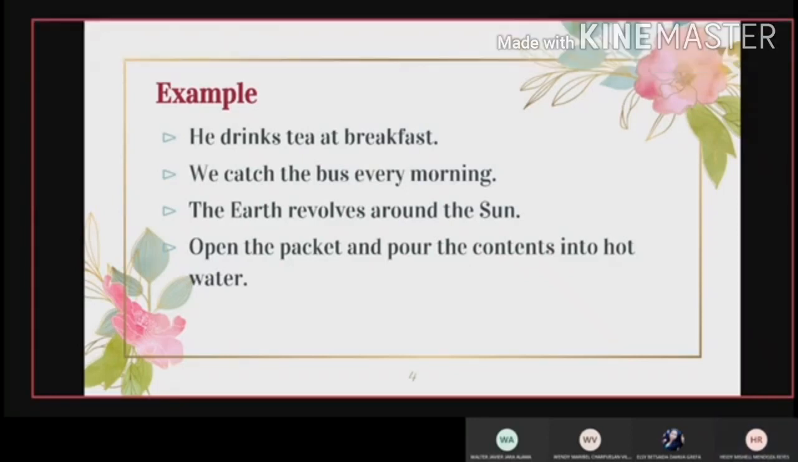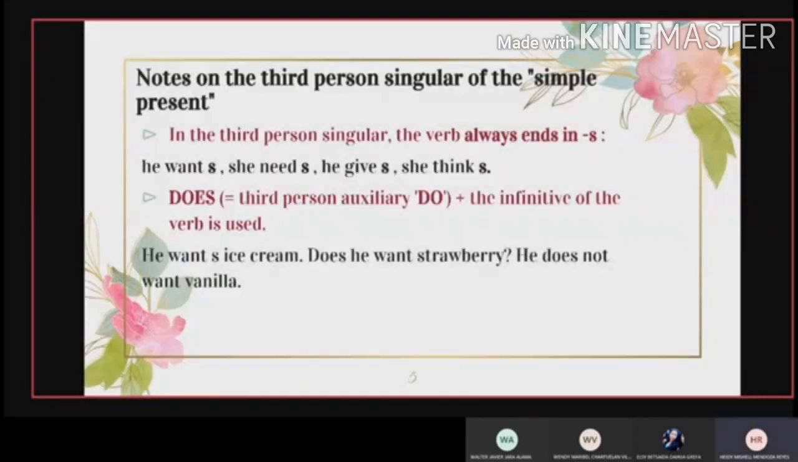Okay, next. Note on the third person singular of the simple present. In the third person singular, the verb always ends in s. For example, he wants, she needs, he gives the things. For negative and interrogative forms, does. For example, for the third person the auxiliary do plus the infinitive of the verb is used.